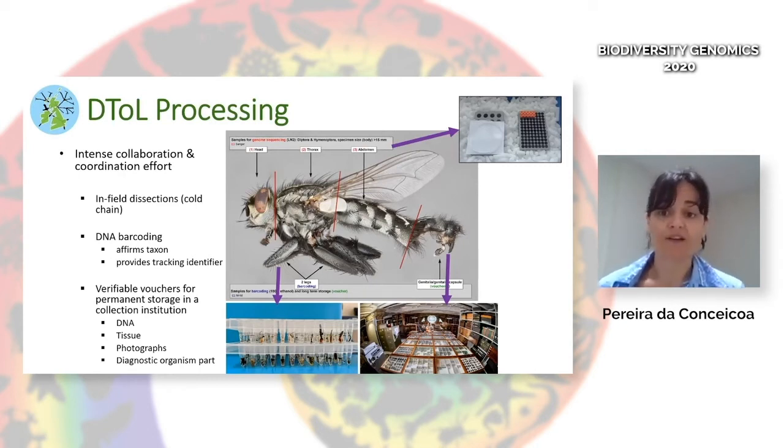And then an absolutely vital part of this project and this process is verifiable vouchers, which come in the form of DNA extract, tissues, photos, and in some cases, physical diagnostic organism parts. And these are stored and curated in permanent collections for the long term and can be used to validate the research we do now in the years to come.